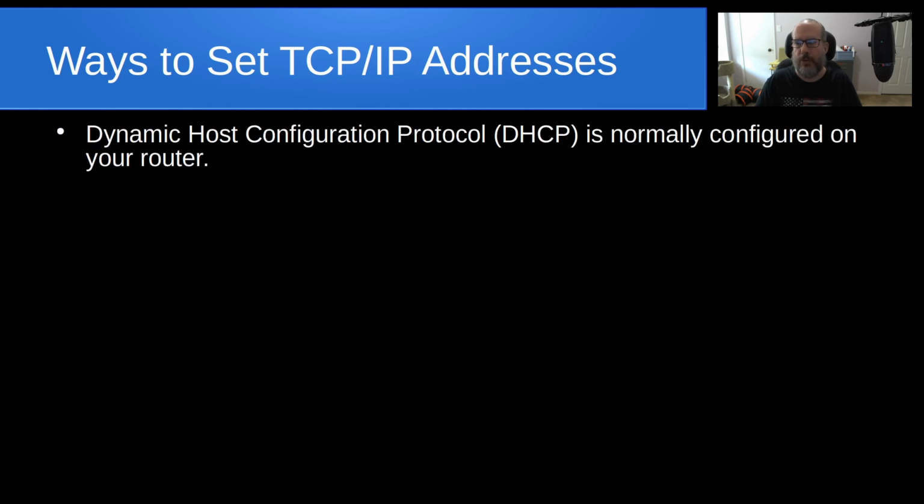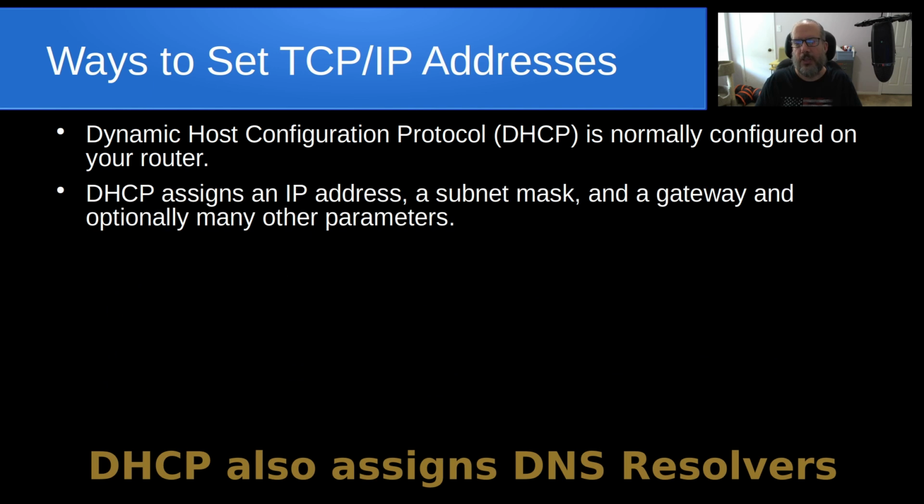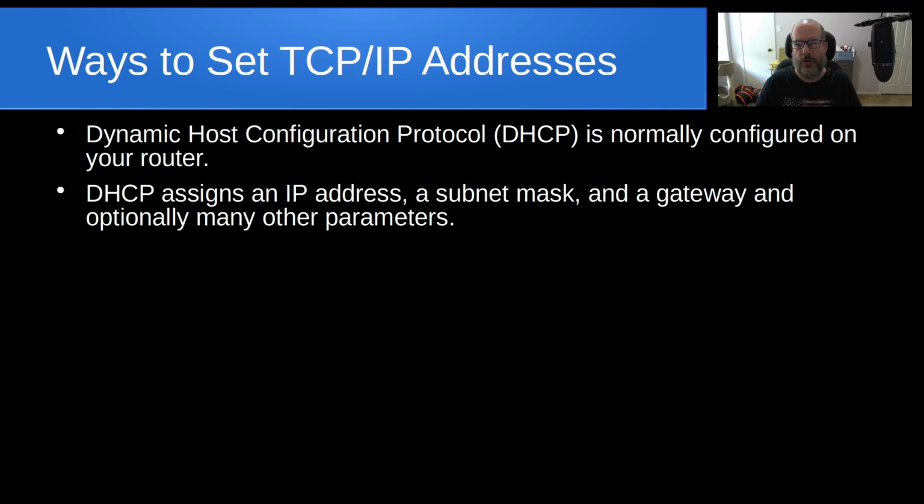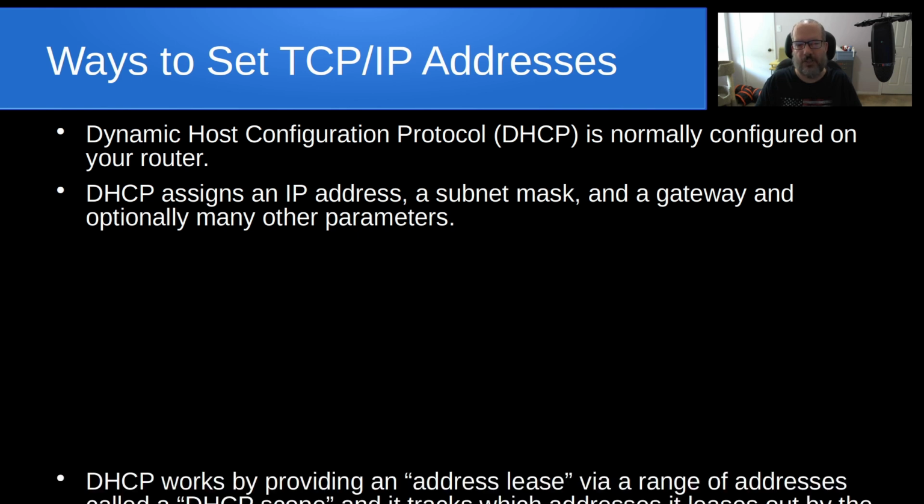Dynamic Host Configuration Protocol, or DHCP, as I mentioned earlier, is normally configured on your router, and it can be configured in other places as well. So DHCP assigns an IP address, a subnet mask, and a gateway, and optionally it can also assign many other parameters, but we don't want to do a DHCP deep dive today. We want to understand just the basics.